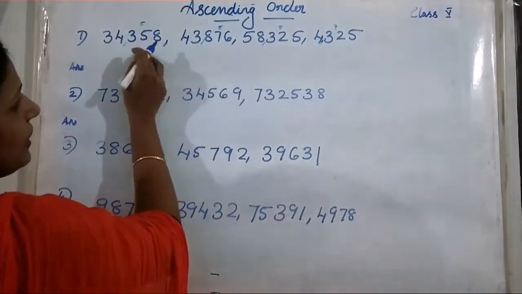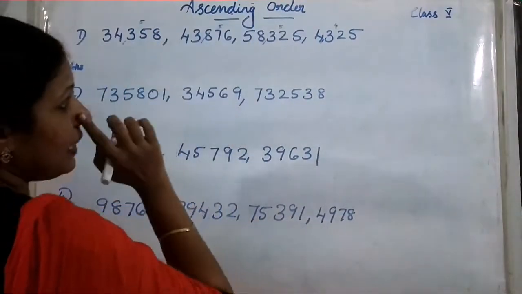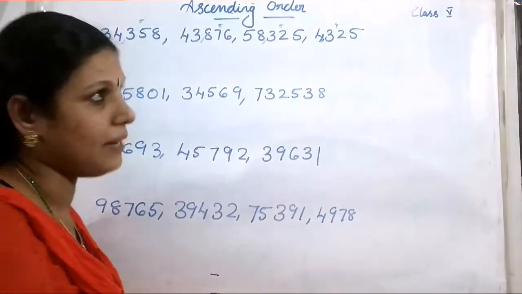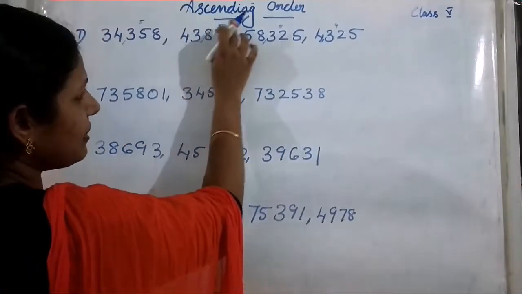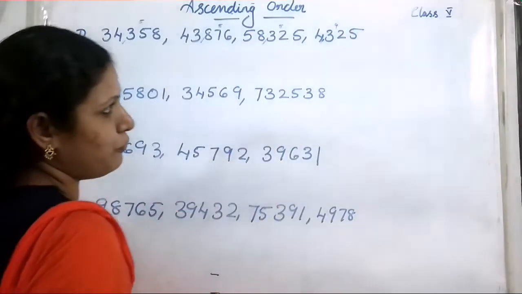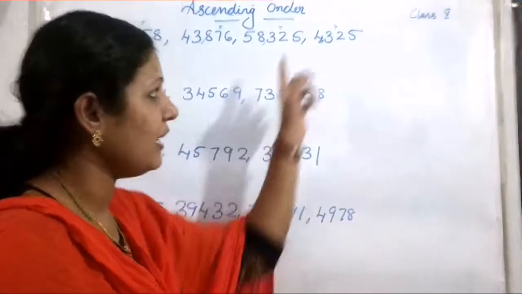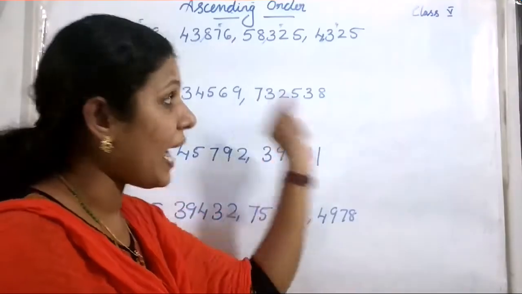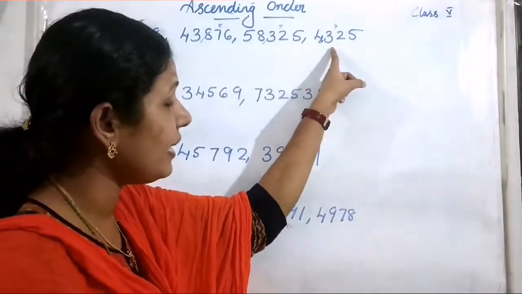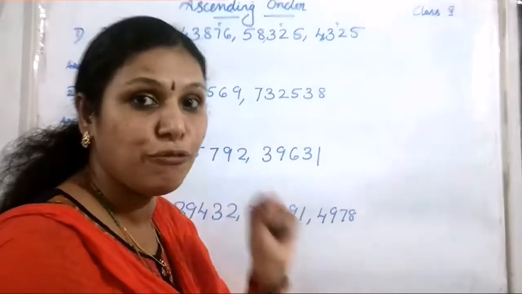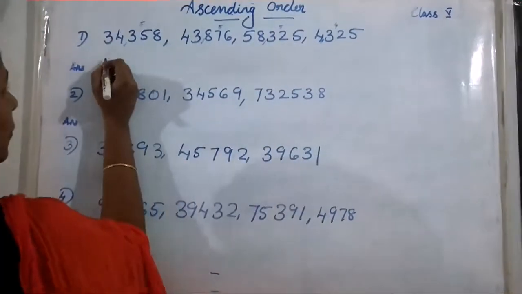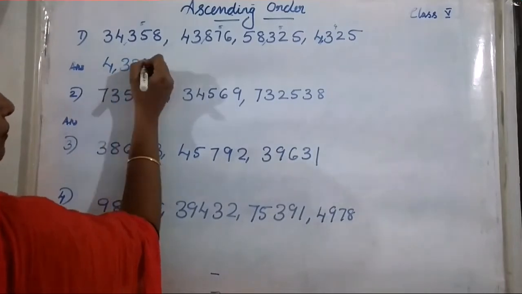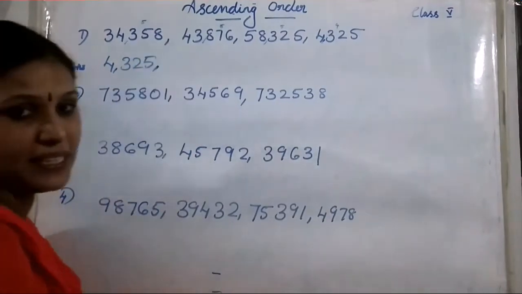So the ascending order is from the smaller number to the bigger number. Here 5 digits, 5 digits, 5 digits, 5 digits, 4 digits. Which is the smaller one? This 4-digit number is the smaller one. So we write 4,325 in the first place.